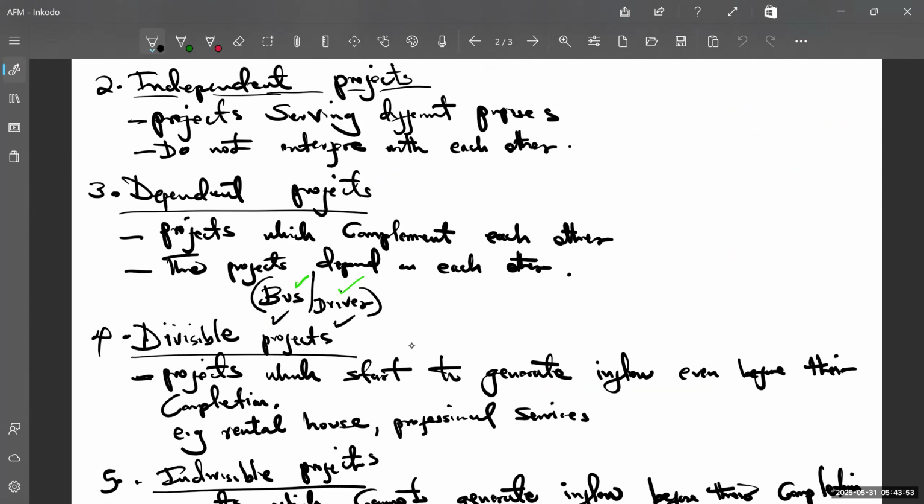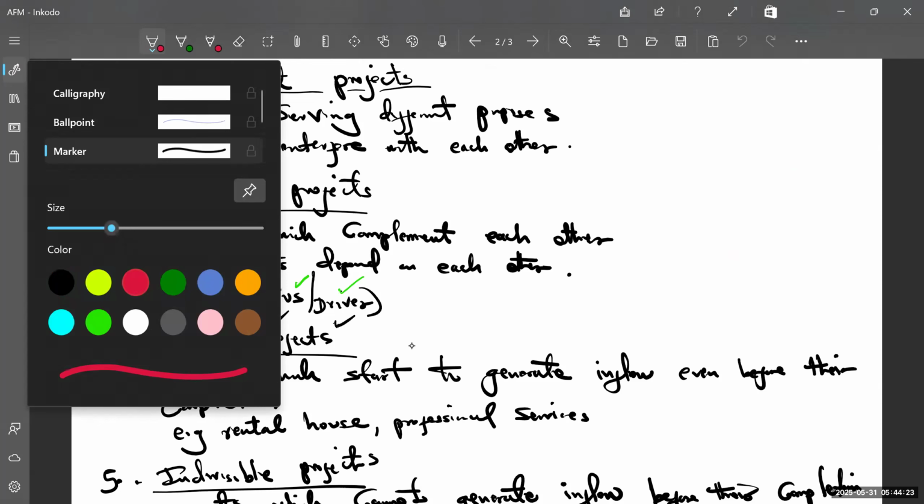What was the second one which we looked at? Independent projects. Ladies and gentlemen, from the term itself, you are able to relate. Because they are independent, they are projects that do not depend on each other. Once you decide to invest in one of them, that investment does not interfere with the other one. Depending on the availability of resources, you can always invest in both of them. So we gave a simple description and we said these are projects serving different purposes.